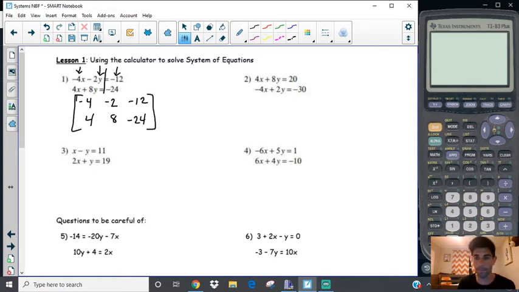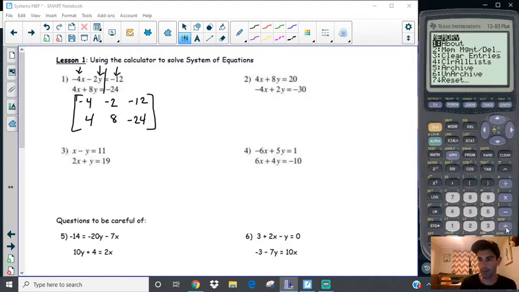So here we go, following the steps that you wrote down. The first thing you do is hit second and matrix. Then you're going to go right arrow over to edit. Let me just clear my calculator so that my calculator will look like yours. So again, back to the matrix, over to edit. You see A, and then it says to hit enter.